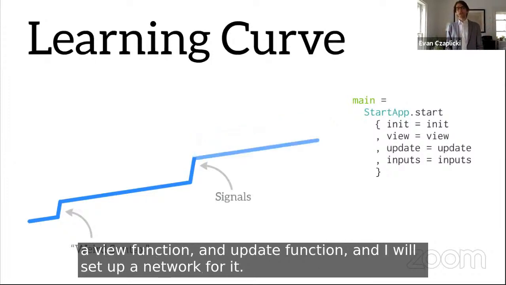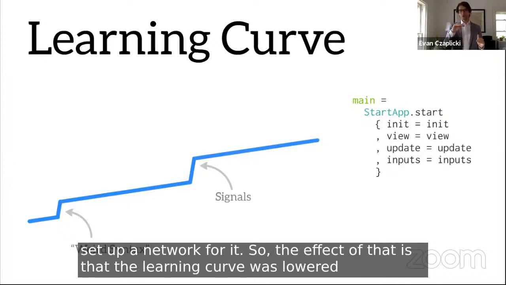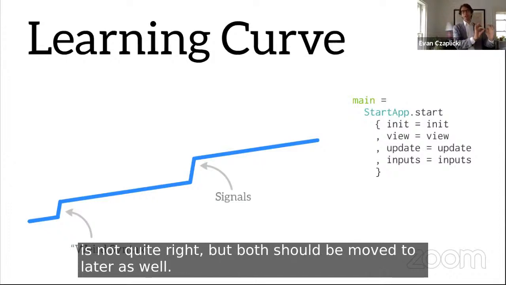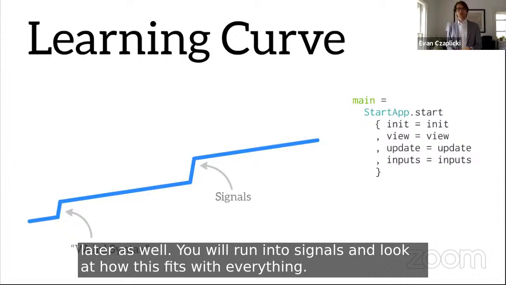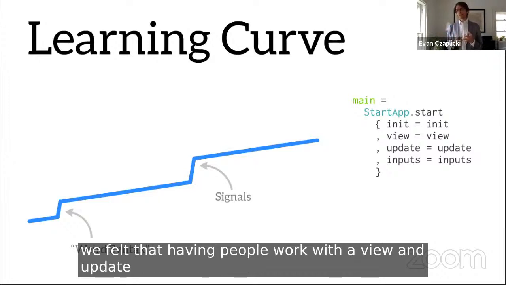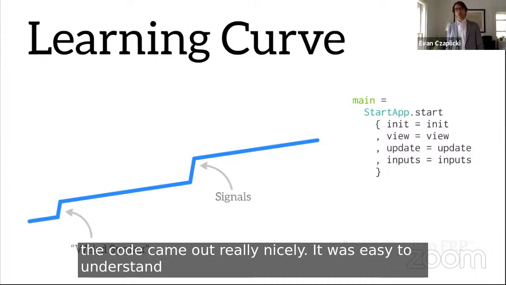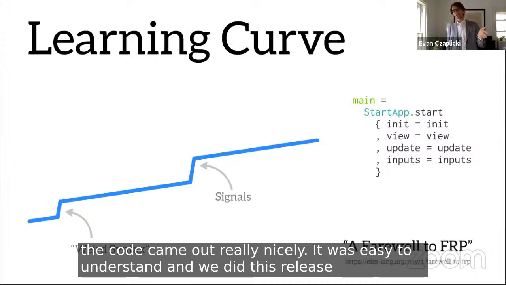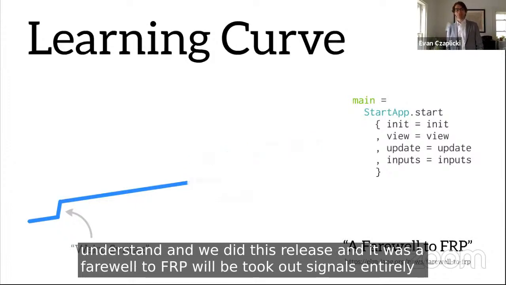And so the effect of that was that the learning curve was lowered, and my animation's not quite right. The bump should be moved later as well. People could keep going with what they knew, but still they'd run into signals and do I need this? How does this fit with everything? So ultimately we felt that just having people work with a view and an update was actually like the ideal architecture. Like the code came out really nicely. It was easy to understand. And so we did this release, and it was titled A Farewell to FRP, where we took out signals entirely.